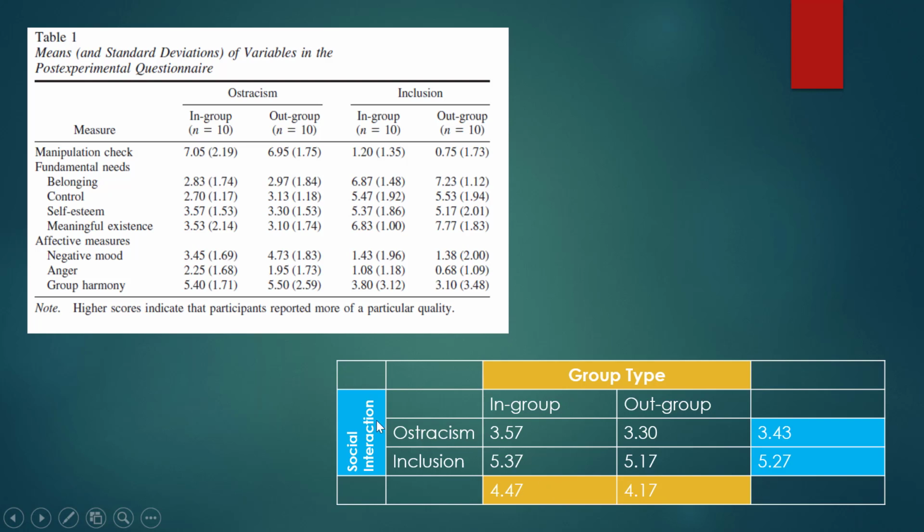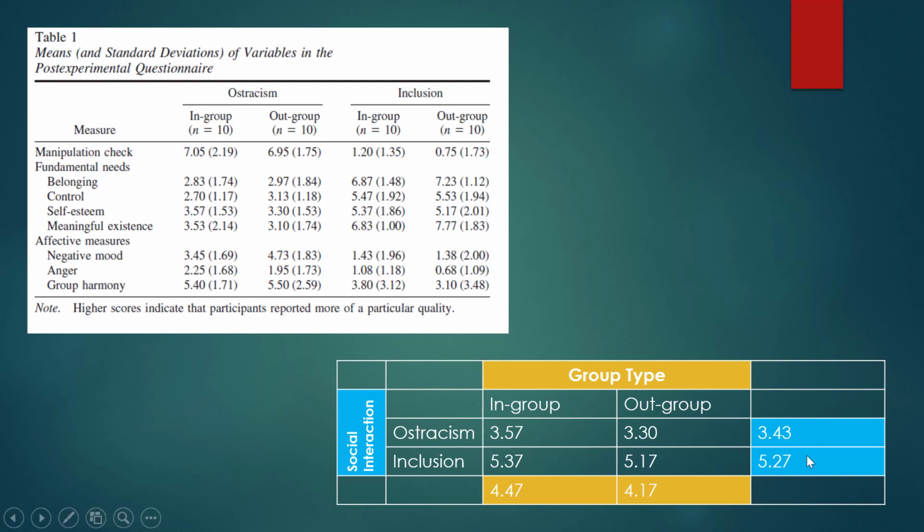Now, to look at the main effect for social interaction, again, we're going to compare the row means, the overall means, because again, we're not concerned about what's going on here. We want to know, does social interaction have an effect regardless of the group type? So we have an overall mean, which, because of equal n's, is 3.57 plus 3.3 divided by 2. This mean comes from 5.37 plus 5.17 divided by 2. And we compare these row means to see if there's a main effect of social interaction, or factor B.